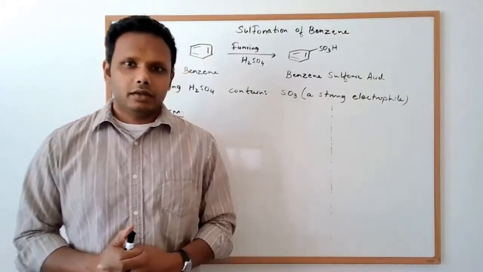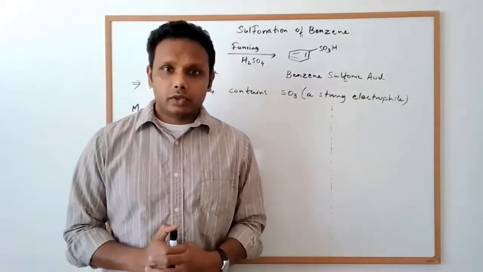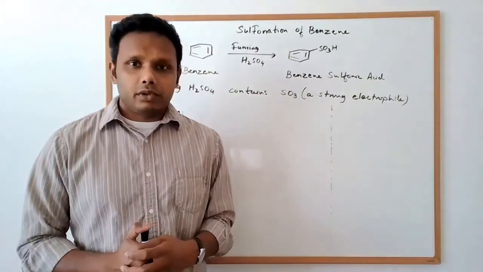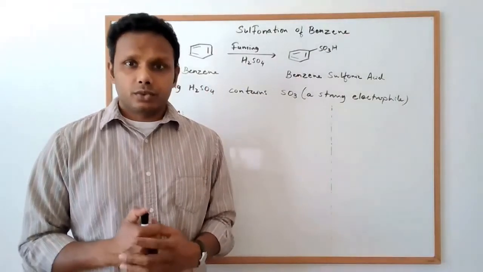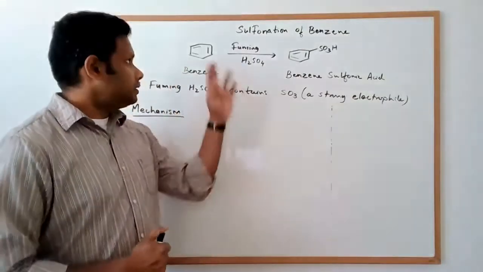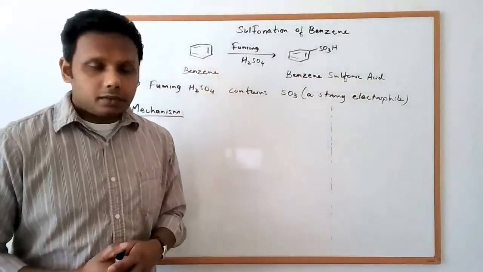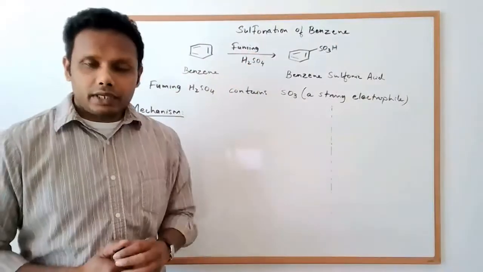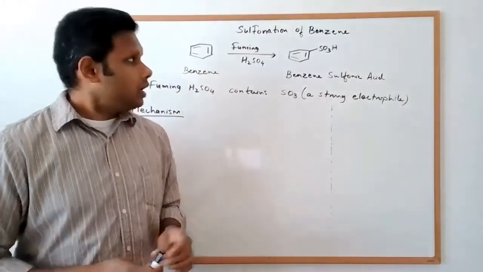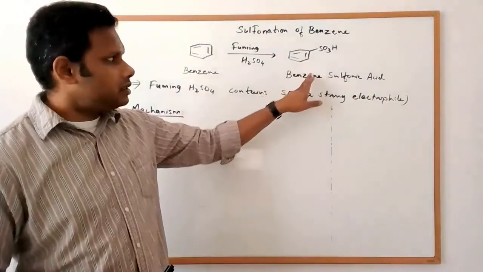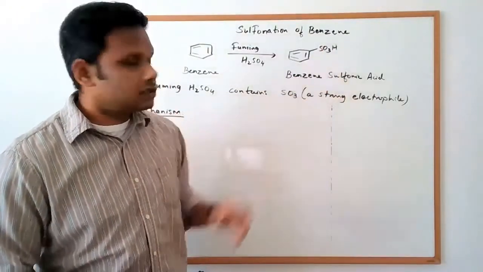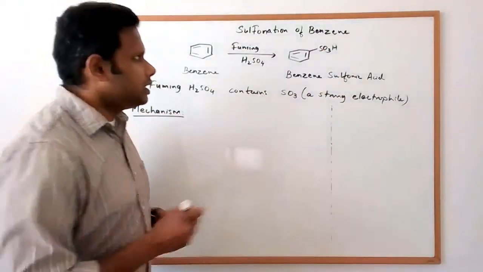Hello everyone, welcome back. In this particular video, we're going to go over the sulfonation of benzene. This is another example of an electrophilic aromatic substitution reaction where benzene is sulfonated. So the sulfonation reaction is done using fuming sulfuric acid as the reagent. And the product that we get is benzene sulfonic acid. So sulfonic acid is this group, SO3H.